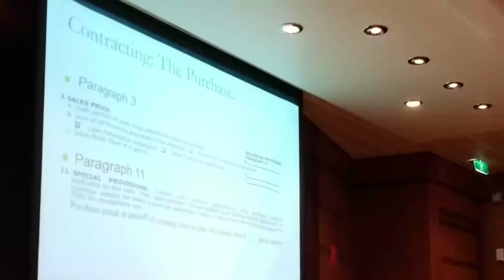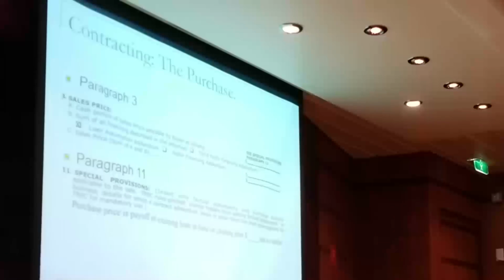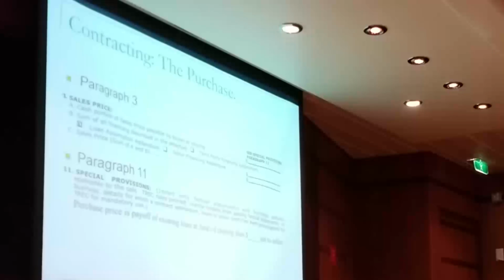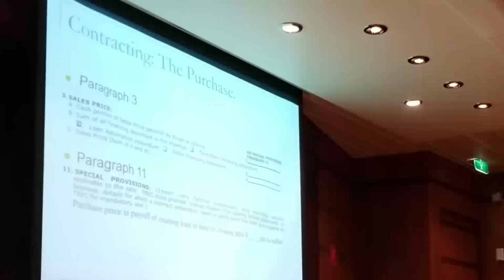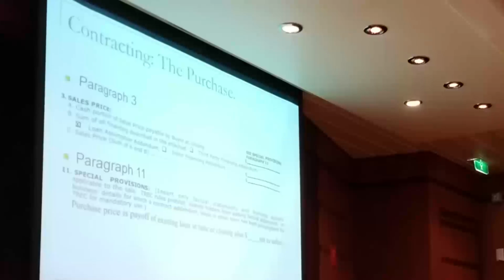All right, so it sounds like you're paying off the loan, but you're doing a subject to. The purchase price is the payoff amount from the bank. So let's change this: purchase price is the payoff amount of the existing loan at time of closing, plus. There's no magic language, it's just whatever gets across. If we're closing on July 31, what's the payoff on July 31? That's our purchase price.